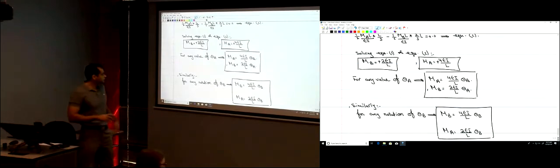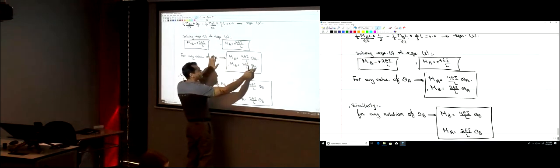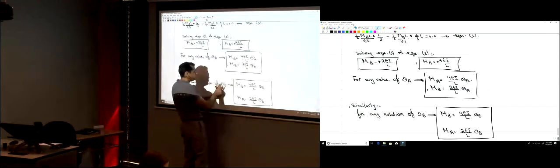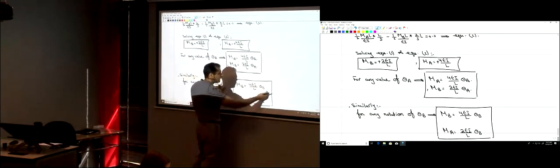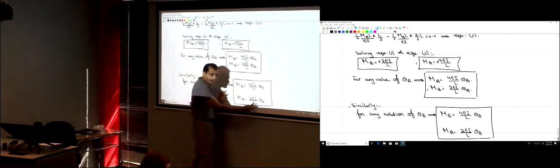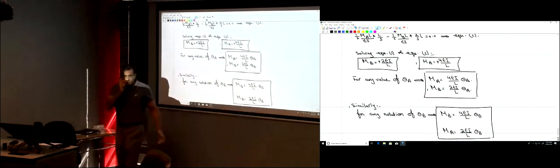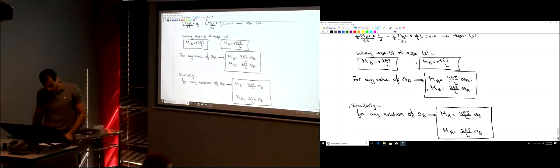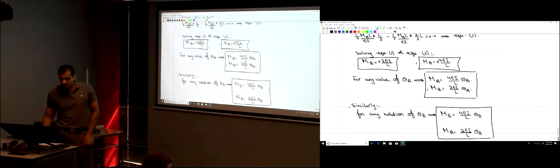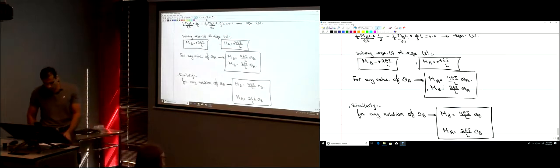Right? Just switch theta A. If you have theta A, MA is 4EI over L multiplied by this theta A, and the opposite side is 2EI over L. If the rotation is at point B, the moment at point B is 4EI over L, and the moment at the opposite side is 2EI over L. Right? Just switch the B. That's all. Right? So we're getting closer to what we want to do.